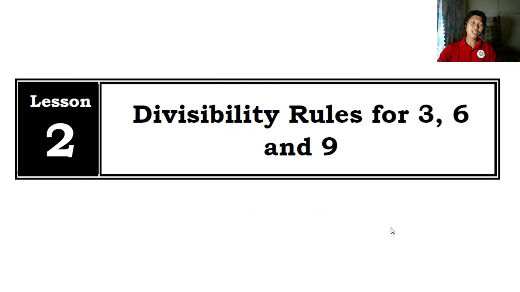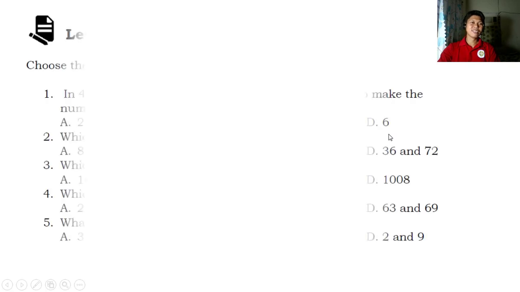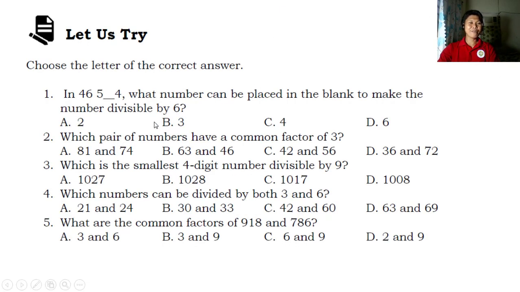Okay? So, we are going to proceed now with the Lesson 2, which is divisibility rules for 3, 6, and 9. Okay. Subukan nga natin kung alam nyo pa ba, meron na ba kayong idea sa divisibility rules for 3, 6, and 9. So, we have number 1. In 46,005 blank 4, what number can be replaced in the blank to make it a number divisible by 6? Kasi 3, 6, 9. Okay, so, do you have any idea?